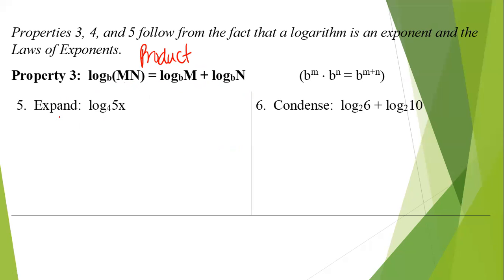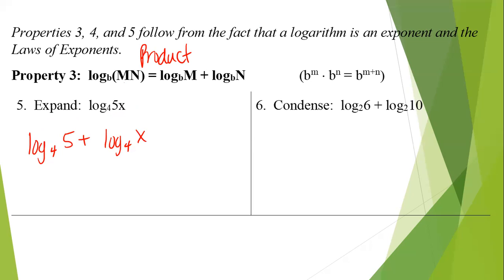All right. So here, the reason why you want to expand is because you want to separate your variable and your non-variable, your coefficient, right? So if I wanted to separate 5 and x, I can expand them into their own logs. So it becomes log base 4 of 5 plus log base 4 of x. That's what it means to expand. I separated unlike terms. Make sense?